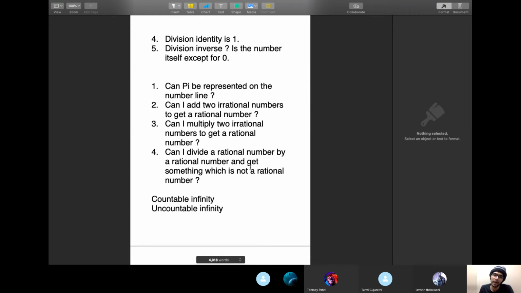Firstly, can pi be represented on the number line? Now this was a very interesting thing because I told you that pi is a real number and I told you that all real numbers can be written on the number line. So the natural question that will come up is, can pi be written on the number line? The answer is yes. Now, how do we write it on the number line? The answer is a little non-intuitive, so you cannot do it with very good accuracy.